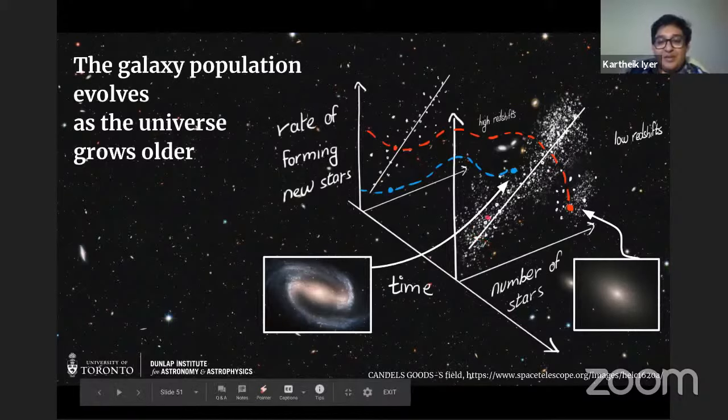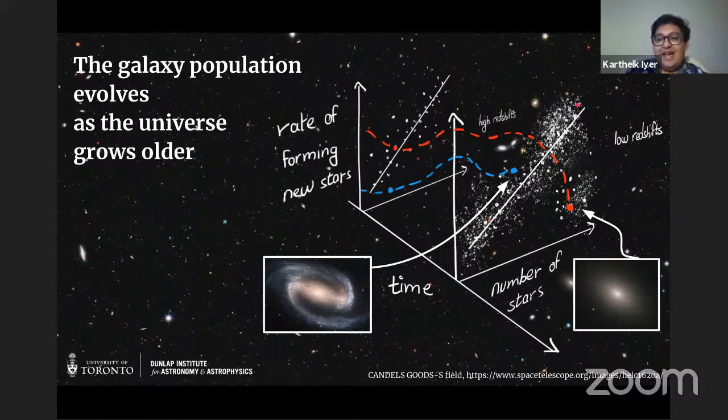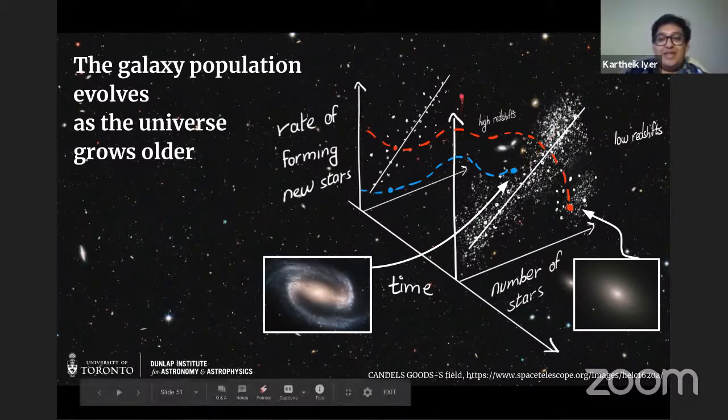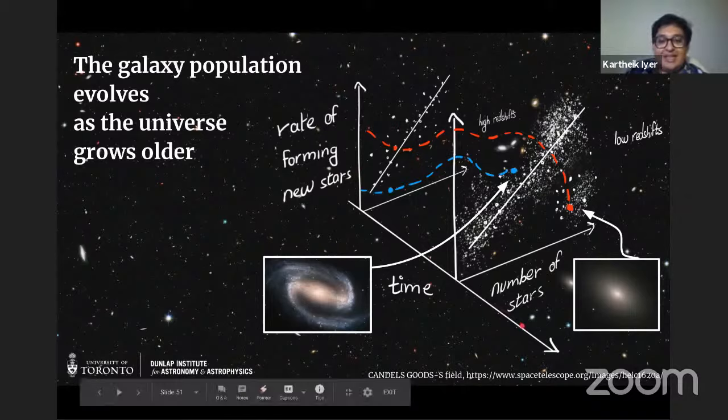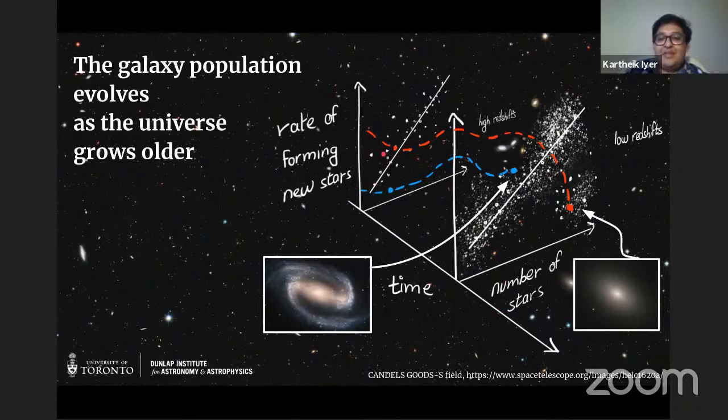So, because the universe acts like a time machine, and we are able to observe galaxy populations when the universe was younger versus when the universe was older, we can now take all of these different observations across time and sort of plot them with time as an additional axis to try to see how the population overall has been evolving. And this allows us to do some really interesting things, like try to speculate on how individual types of galaxies evolve over time by connecting these populations.